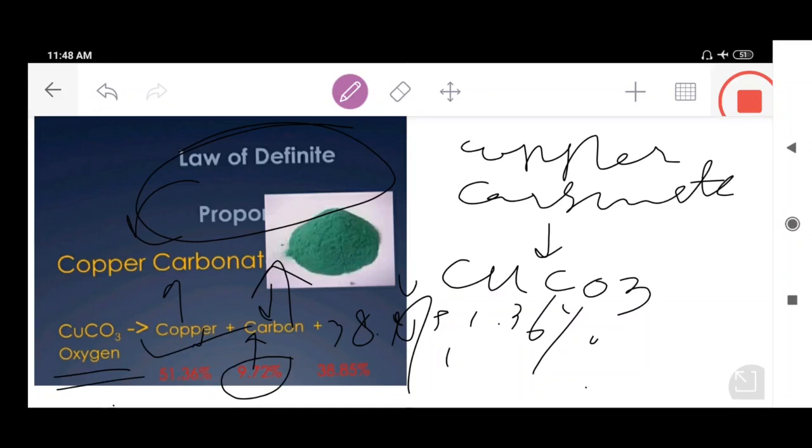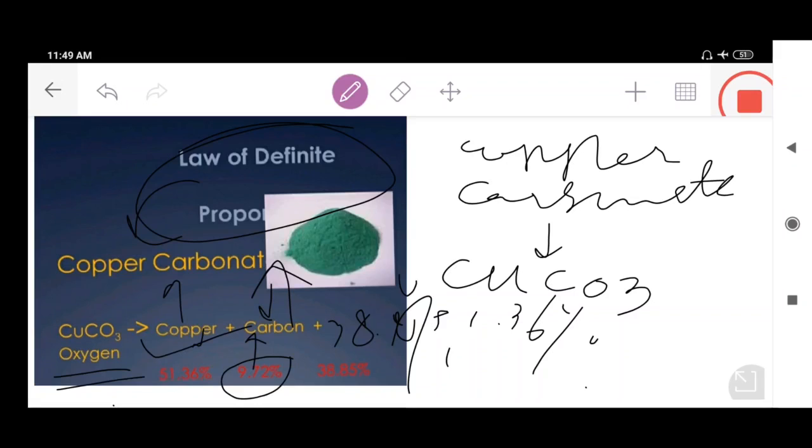Whenever I talk about this law of definite proportion, there should be a definite proportion between the elements. Whenever the elements combine, they always contain the same elements combined together in the same proportion by weight. That's why in the formation of copper carbonate, 51% of copper should react with 9.72% of carbon plus 38.85% of oxygen. Then copper carbonate will form. This was another example of the law of definite proportion.